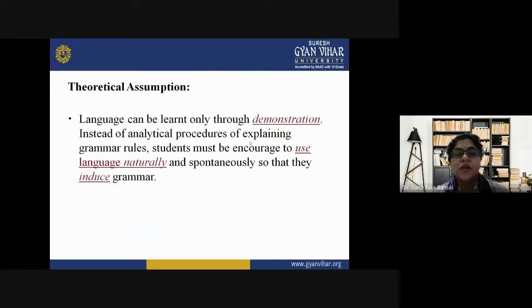Now, there are some theoretical assumptions behind the direct method. Language can be learned only through demonstration instead of analytical procedures of explaining grammar rules. Students must be encouraged to use language naturally and spontaneously so that they induce grammar. This was the basic assumption behind the direct method, that students are more and more interested in using language naturally.